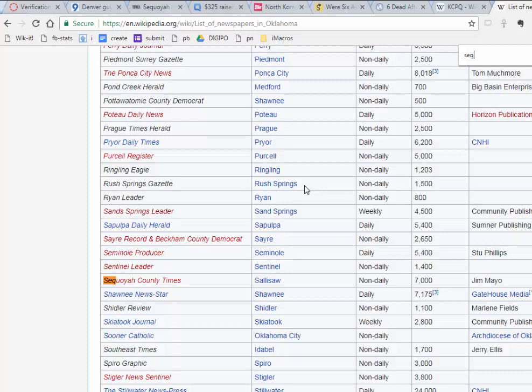Right. So this is your main resource for checking whether traditional news sources are really news sources or are spoof sites.